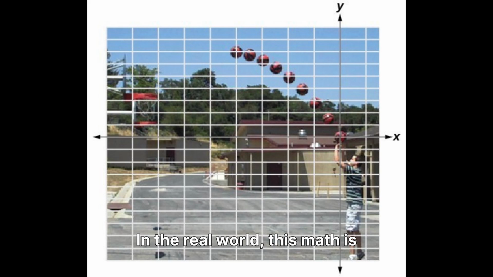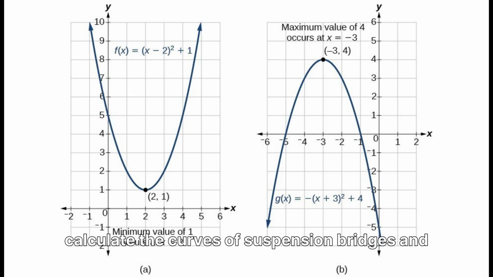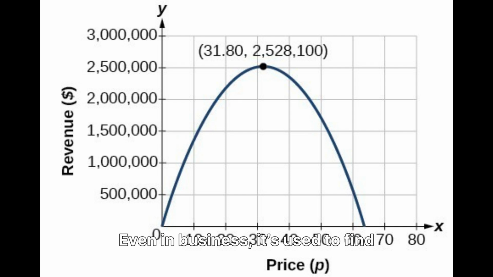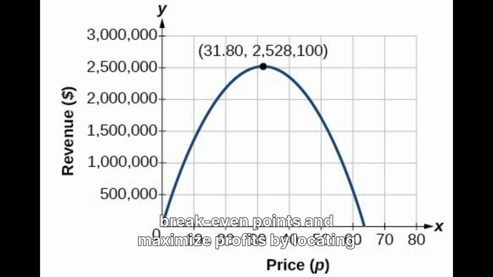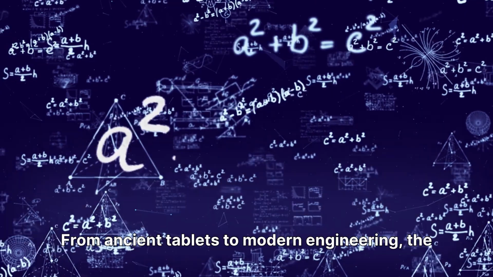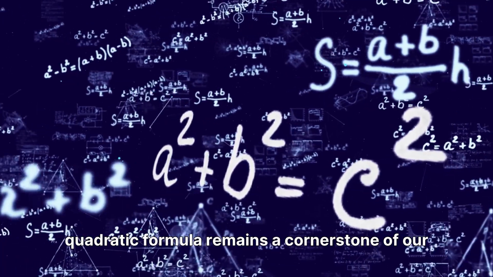In the real world, this math is everywhere. Physics uses it to predict the path of projectiles, from a kicked soccer ball to a launched rocket. Engineers and architects rely on it to calculate the curves of suspension bridges and the precise shape of satellite dishes. Even in business, it's used to find break-even points and maximize profits by locating the vertex of a profit function. From ancient tablets to modern engineering, the quadratic formula remains a cornerstone of our world.